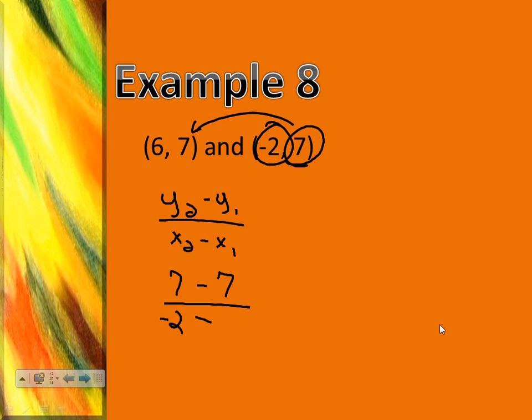You've got to start with the corresponding point and subtract. Subtract 6. So 7 minus 7 is 0. -2 minus 6 is -8. Does that make sense? It's not nothing. 0 is a number. Anybody have any ideas about what shape this line is, or what direction this line is?